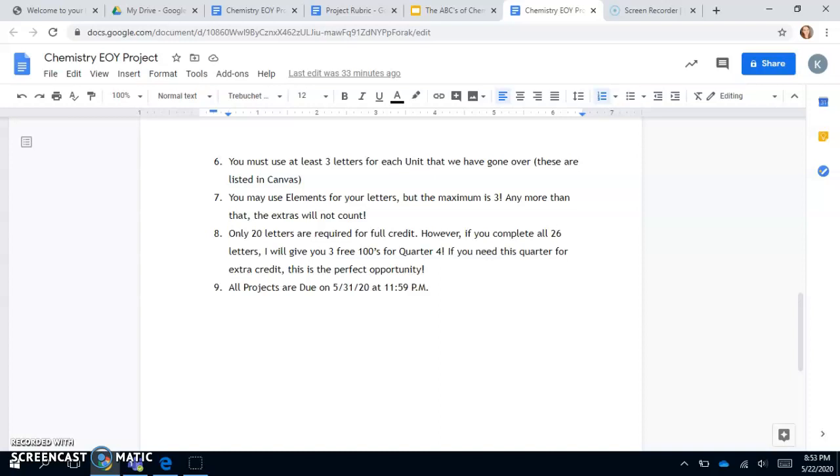I'm going to link a list of what we covered in each unit to help serve as a guide. You can use elements. So obviously there's an entire periodic table to choose from. You can use elements, but no more than 3, okay? Because if we were just going to use a periodic table and do elements, we would just do an element booklet. And that's not the point. So you can use them, but no more than 3.